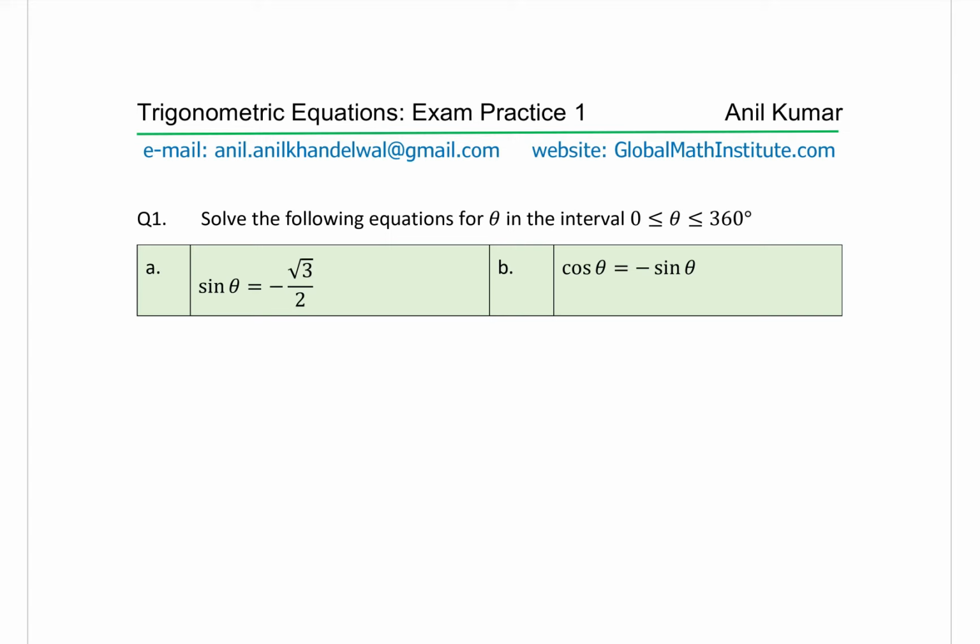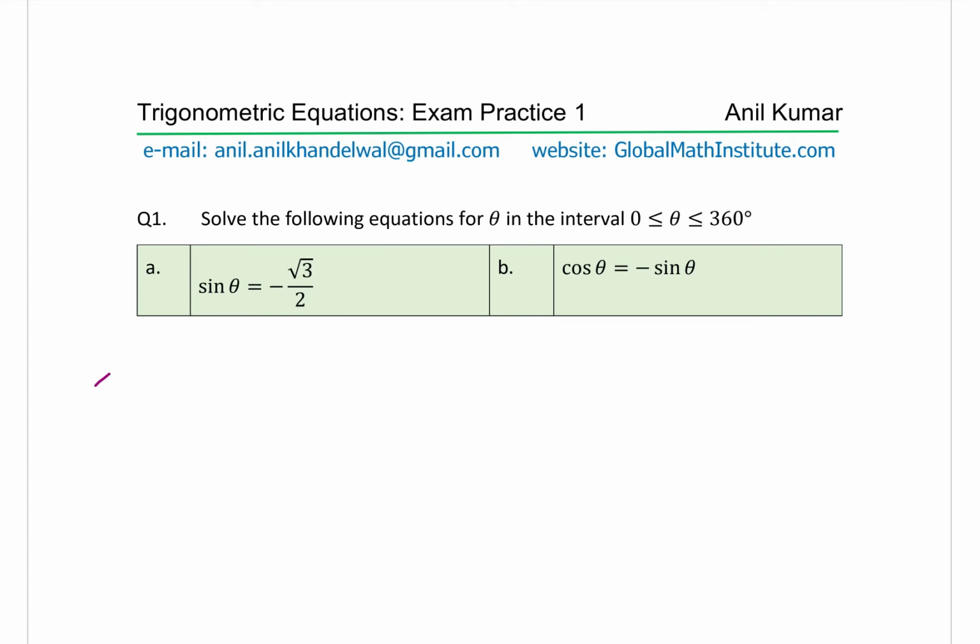Here we have 7 questions. Let's take up the very first one, which is: solve the following equation for theta in the interval 0 to 360 degrees. Two questions are given to you. Sine theta equals minus square root 3 over 2. And the other one is cos theta equals minus sine theta. You can always pause the video, answer the question, and then look into my suggestions. So we'll begin with very basic concepts and end up with solving quadratic type of trigonometric equations.